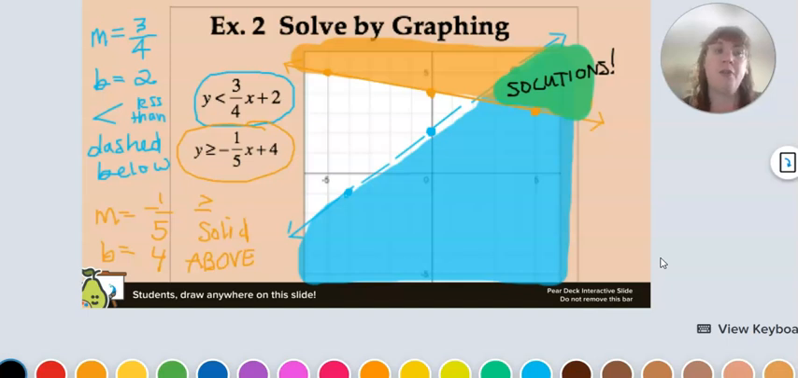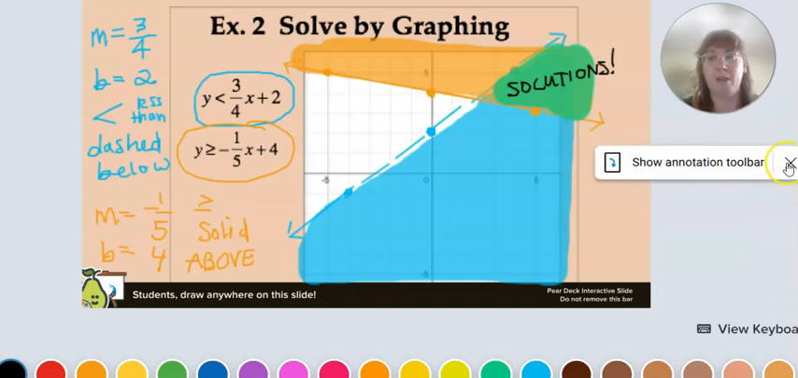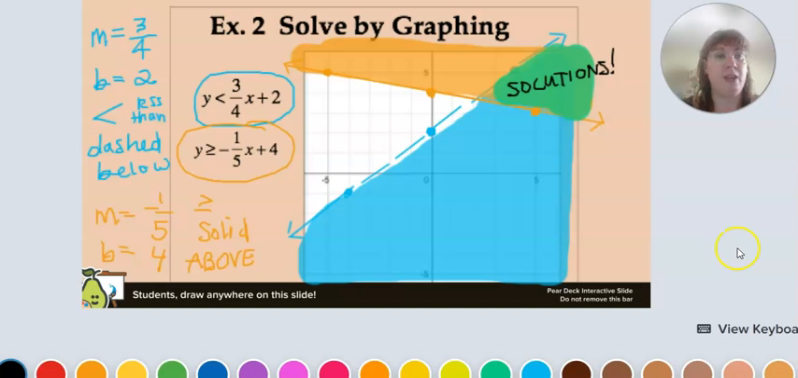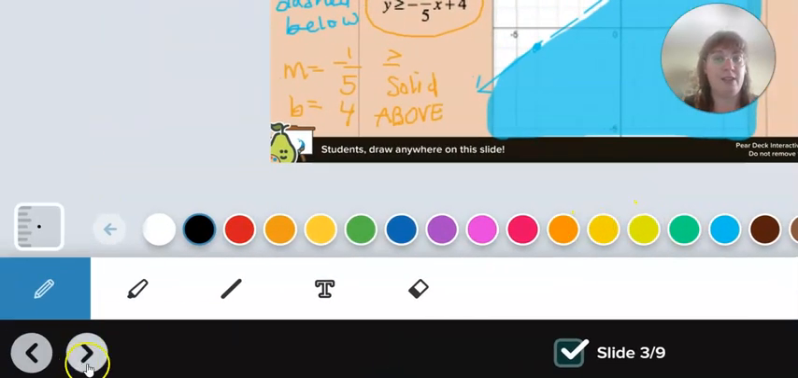So it's not too different from what we were doing last week when we were graphing inequalities. Now we're just graphing more than one inequality and seeing where those shaded regions overlap. Okay. Beautiful. When you're ready, push ahead to the next slide. Slide 4.